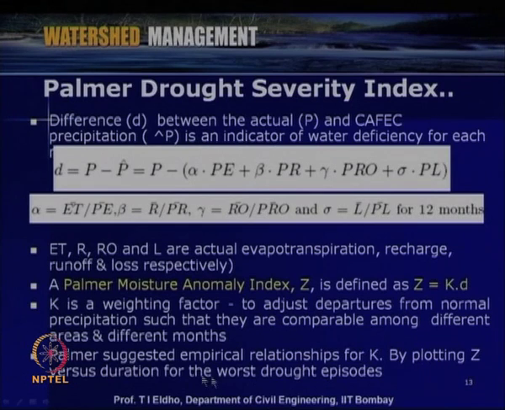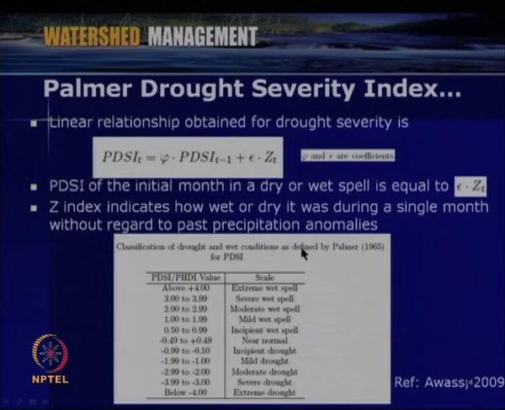So, by plotting Z versus duration for the worst drought episodes, we can obtain the variation, and then the linear relationship obtained for drought severity we can write as PDSI_t equal to psi into PDSI_(t-1), that is the previous one, plus epsilon into Z_t, where psi and epsilon are some coefficients. So, the Palmer drought severity index of the initial month in a dry or wet spell is equal to epsilon into Z_t. So, Z_t is this part.